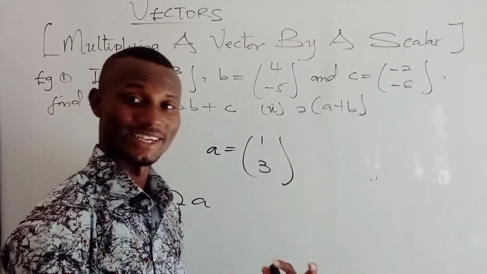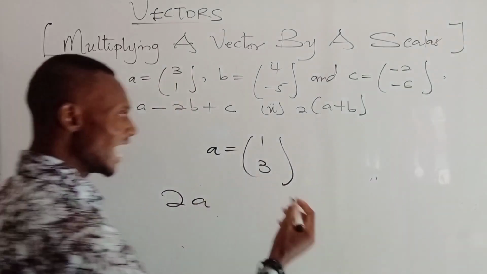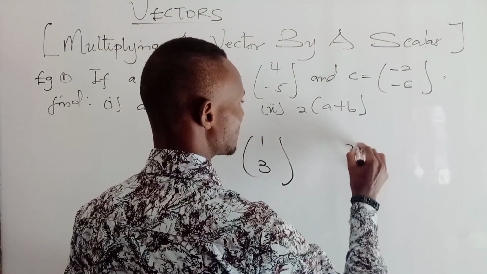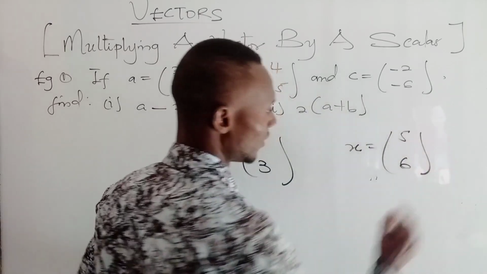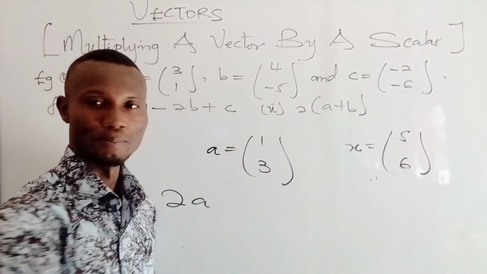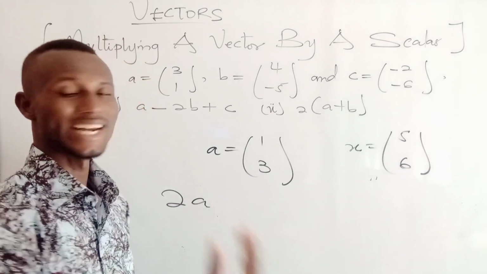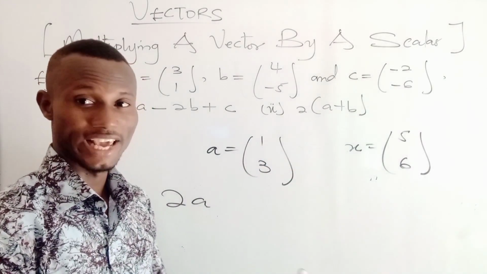Okay, I hope the explanation is clear enough up to this point. Let's say I have another vector. Let's say I have s equals 5, 6. And I multiply this vector s by a scalar. Let's say I'm multiplying it by a scalar y, a variable.